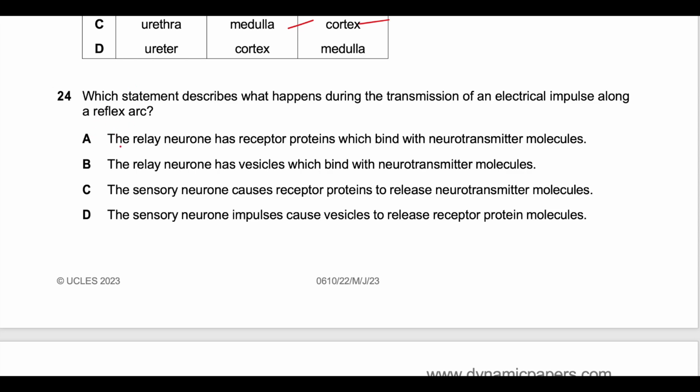Let's answer the question. Option A: the relay neuron has receptor proteins which bind with the neurotransmitter molecules. This option, I think, is right. B: the relay neuron has vesicles which bind with the neurotransmitter molecules. No, vesicles, so this is wrong. C: the sensory neuron causes receptor proteins to release neurotransmitter molecules. Also, this is wrong. D: the sensory neuron impulses cause vesicles to release receptor protein molecules. Totally wrong. So the right option and the right answer is A.